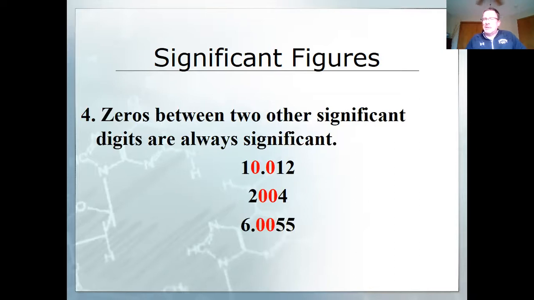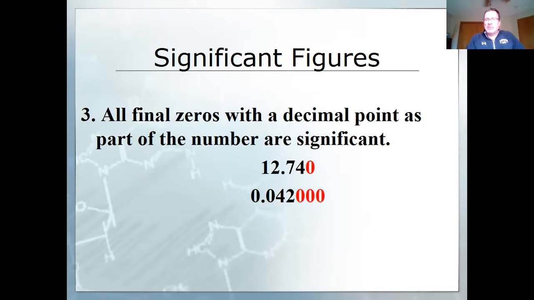The 0 sandwich: any zeros between 2 other significant digits are always significant. So these all count. In all of these numbers, everything here counts because you've got all your non-zero numbers and the zeros are stuck in between. It doesn't matter how many zeros there are, and it certainly doesn't matter if there's a decimal or not. Decimal's irrelevant here. Where a decimal is relevant is here. There must be a decimal somewhere in a number for these at the end to count and not be placeholders holding the value of the number.